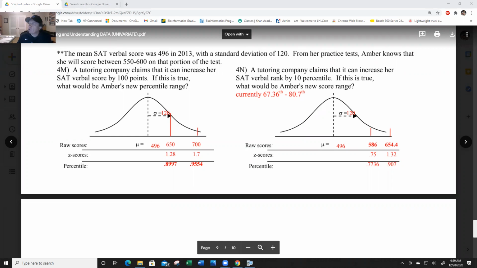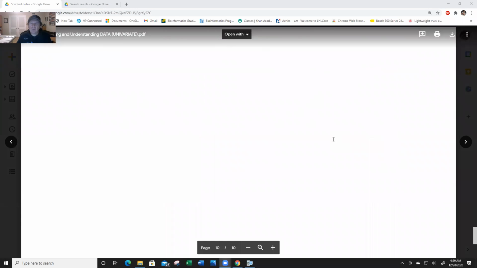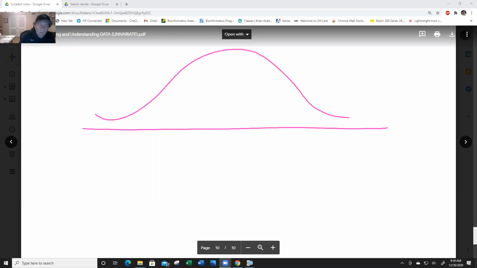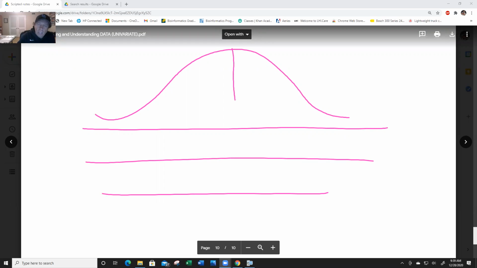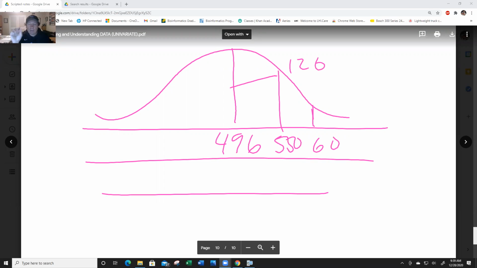So let me just redo this whole drawing down below, okay? This will actually be good to do. I think it'll be better. Okay, so we got a situation where we got a mean of 496 and a standard deviation of 120, and we got between 550 and 600 as a practice test, somewhere in there. So what we're going to do is get the percentile rank for this and then just add 10% to it. That's all we're going to do. Pretty simple, okay?